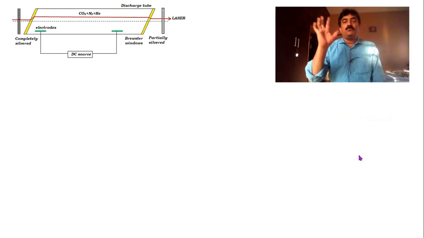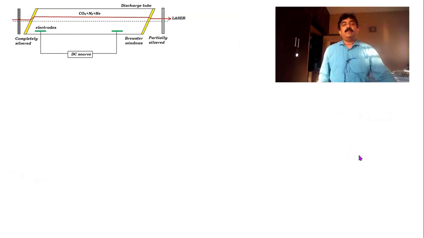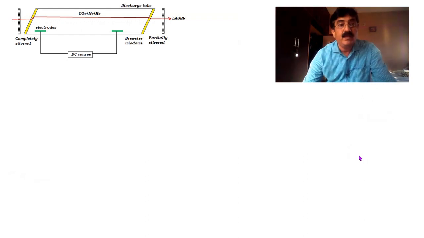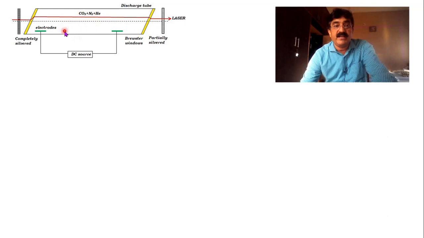Okay, now the diagram goes like this. Look at the diagram. The tube is filled with carbon dioxide, nitrogen and helium inside, and I have DC power supply, right? And then I have mirrors, completely silvered mirror, partially silvered mirror. These yellow lines represent quartz. They are called Brewster's windows.